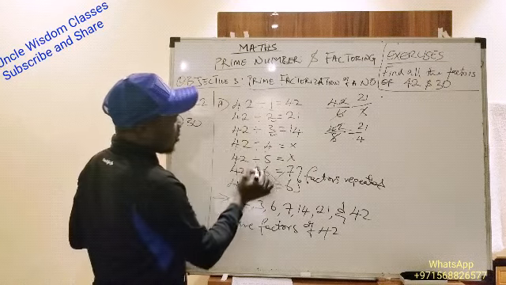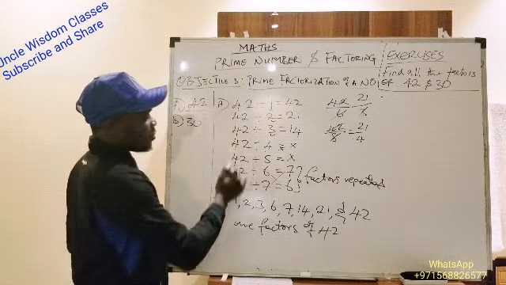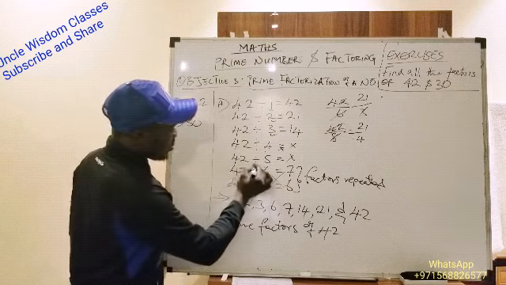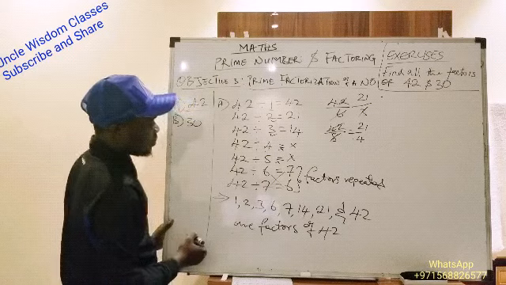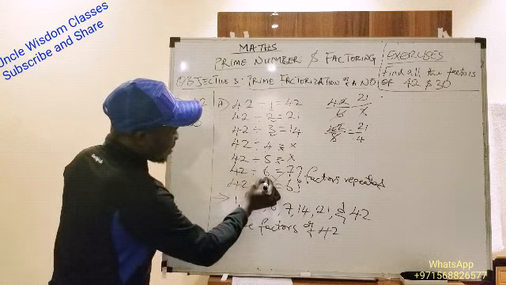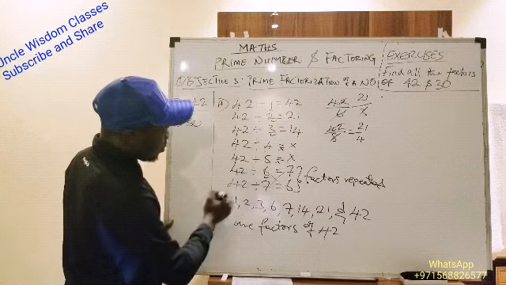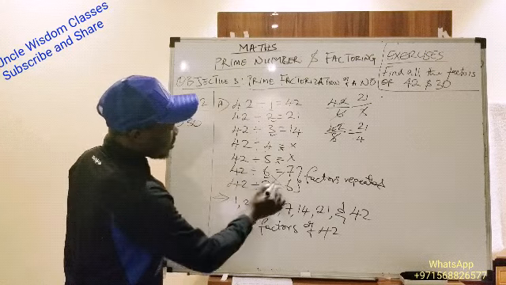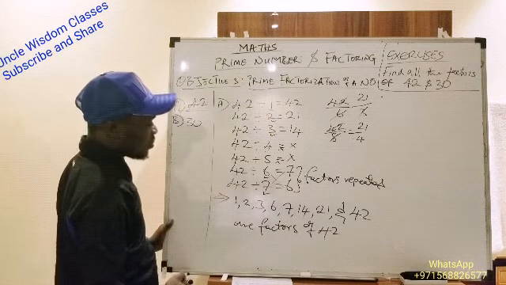42 divided by 4 cannot go. Therefore, 4 is not a factor of 42. 42 divided by 5 cannot go. Therefore, 5 is not among. 42 divided by 6 will give us 7. Therefore, 6 is among. 42 divided by 7 will give us 6. Therefore, 7 is a factor of 42.